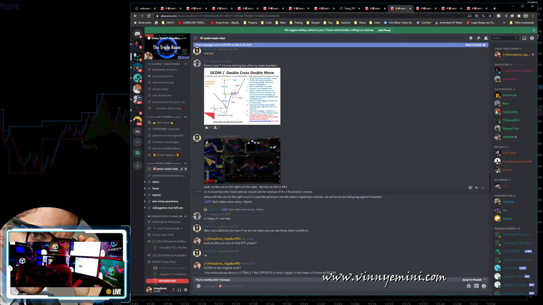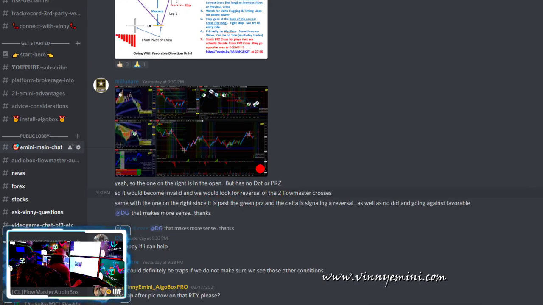Here's what he said. So the one on the right is open, right? Yeah, it has no dot or PRZ, correct? So it's out in the open, yes. It would be invalid. What? No, it wouldn't be invalid.